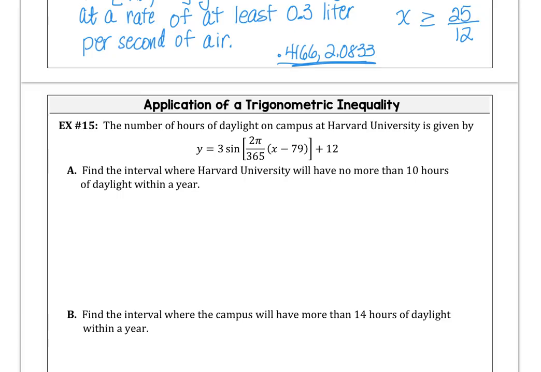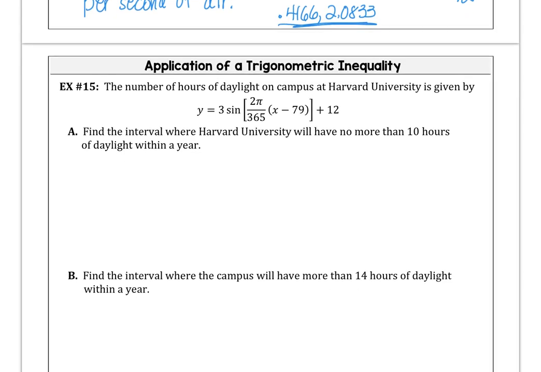Okay, last question for this lesson. The number of hours of daylight on campus at Harvard University is given by this big, ugly equation. We want to find the interval where Harvard University will have no more than 10 hours of daylight within a year. Do you hear that inequality? No more than 10 hours of daylight.